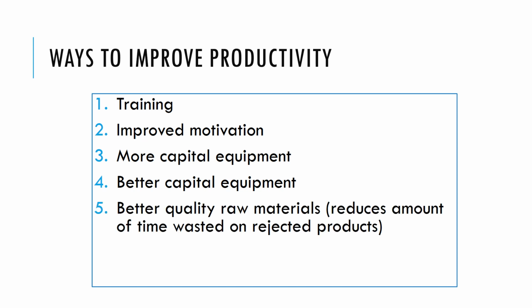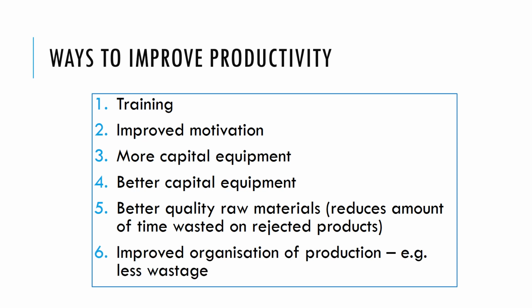Better quality raw materials maybe limits the number of rejected products or the number of products that aren't good quality and don't meet their criteria. Then again, the actual output should increase, divided by the number of workers, productivity should increase. The last one was maybe if staff are organised in a better way. If their opinions are sought, if they work in teams, then they may feel more motivated, and as a result, they may improve the output per worker.